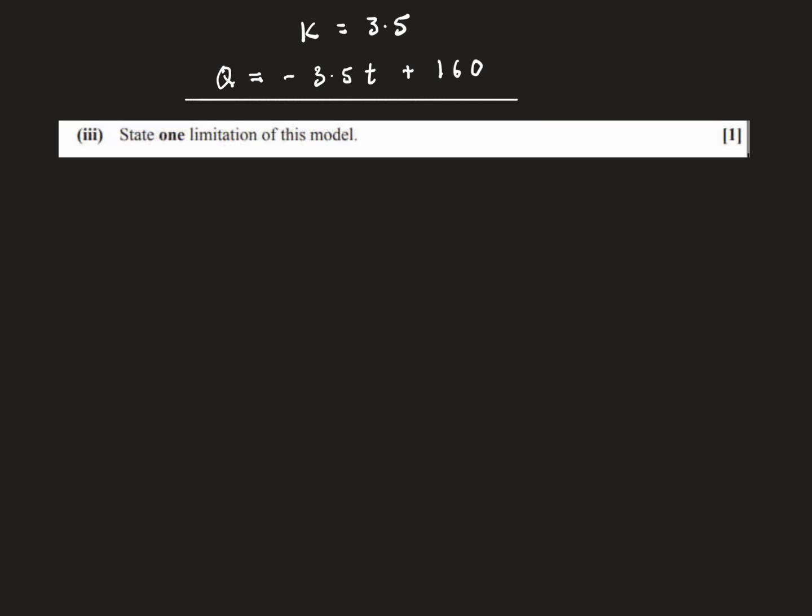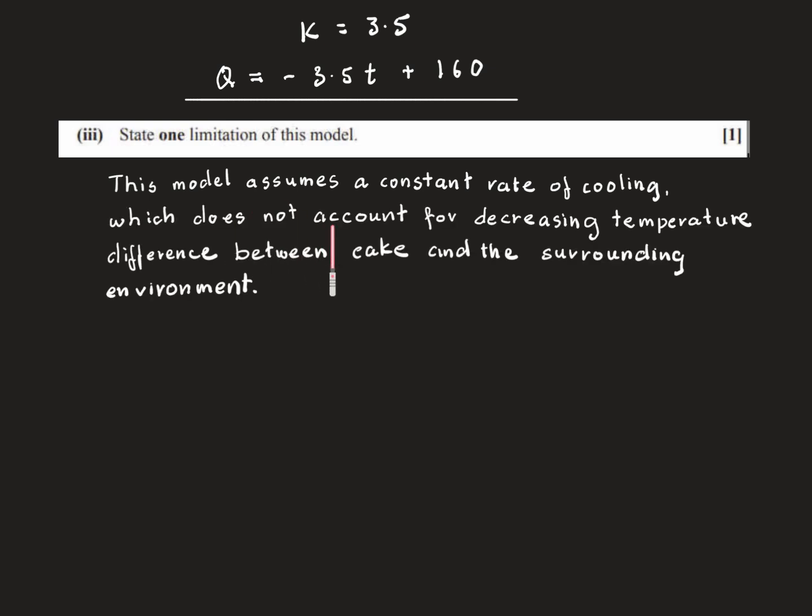For instance, let's say that you've just baked a cake and it was a very, very hot day, such as 40 degrees. The cake would be cooling at a much slower rate. But if the temperature of the house was now, say, around 0, you can see that that surrounding temperature is going to influence the rate that that cake is cooling. It'll cool a lot faster. So this model assumes a constant rate of cooling, which does not account for the decreasing temperature difference between the cake and the surrounding environment.